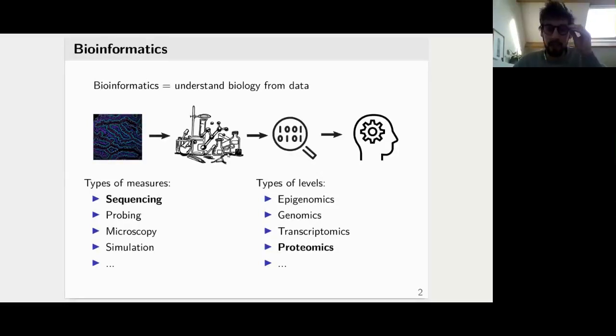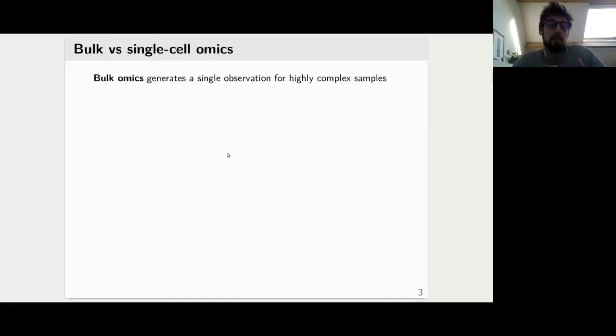Of course, those assays, the sample we analyze, usually we analyze it as a whole. And this is known as bulk assays. And bulk omics generate a single observation for a highly complex sample. And even what seems to us homogeneous samples, like cell lines, are actually also heterogeneous because of internal variation.